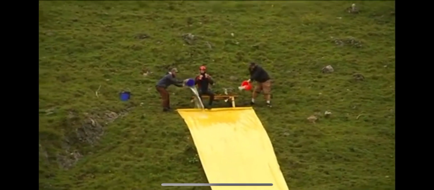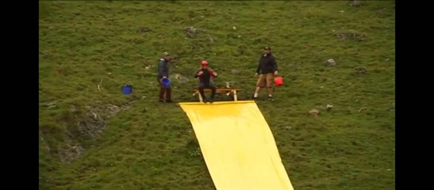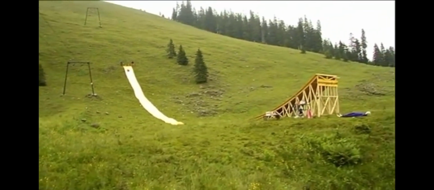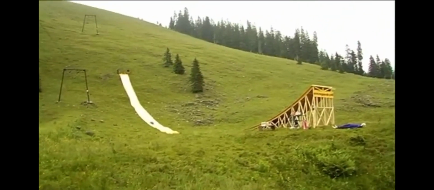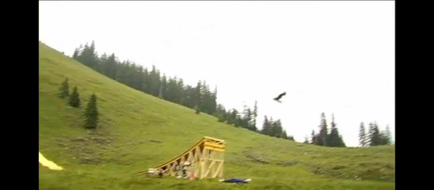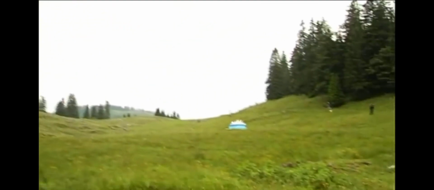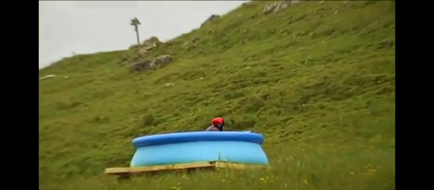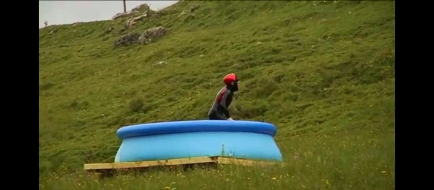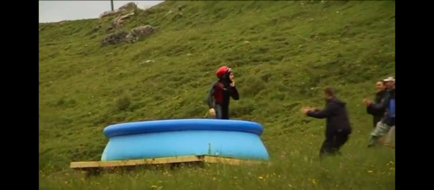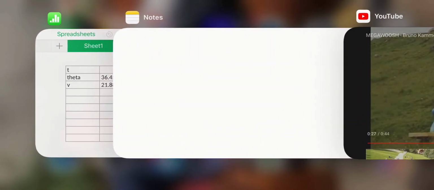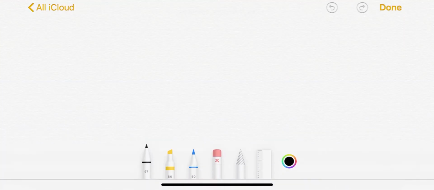In task 4, I asked you to calculate the velocity with which Bruno in this video lands in the paddling pool. So we want to model this situation from the point he leaves the slide and find the velocity when he lands. The information I've given you is that he travels a horizontal distance of 35.2 metres and he loses 6.4 metres vertically.